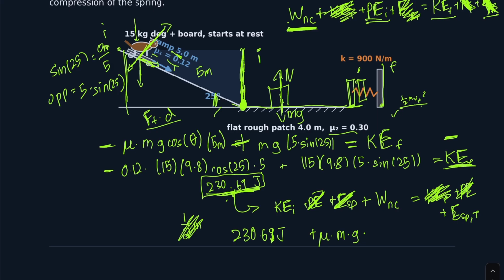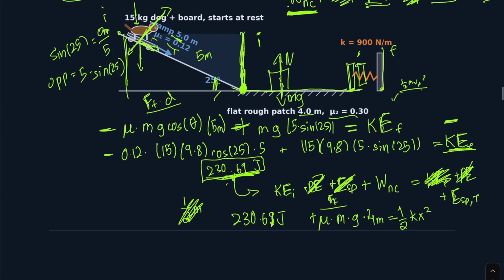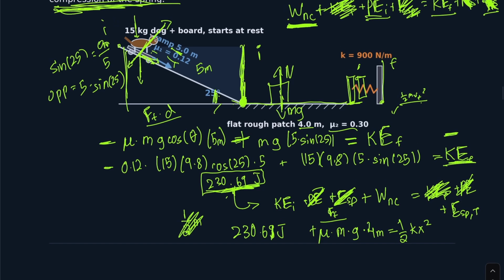But what else do we have? This is our force of friction, but we need our distance. How far do we travel? 4 meters. Times 4 meters is equal to our 1/2 kx squared. Now the reason I did that and didn't put it as energy spring final was because we need to find out how much it compresses. See the compression of the spring here? So we're going to need to solve for the x here.